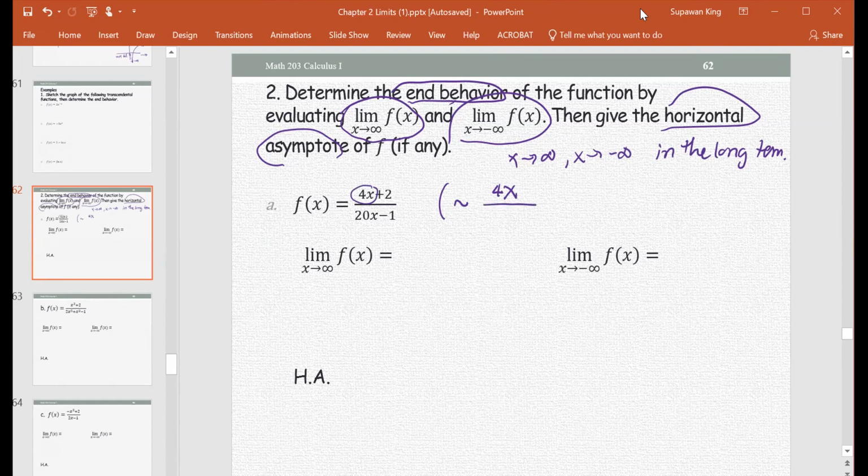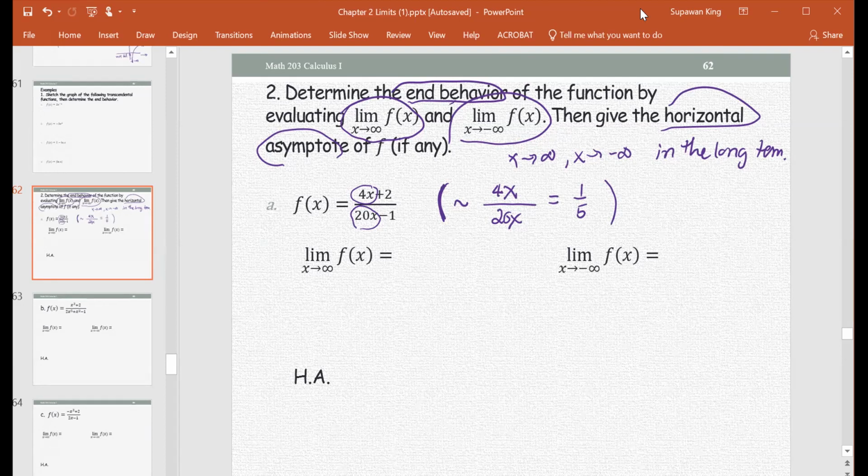Same idea for the denominator. What is the dominant term? The one involving x. The constant is going to be nothing compared to like 1,000 or 10 millions, a very large quantity. So we look at the dominant term of both top and bottom. In the parentheses here, this is my mental math on the side just to analyze it. So 4x over 20x is 1 over 5. So now I know eventually this graph will approach 1 over 5.